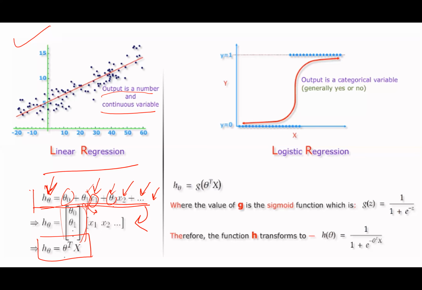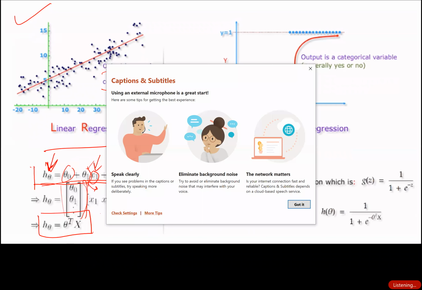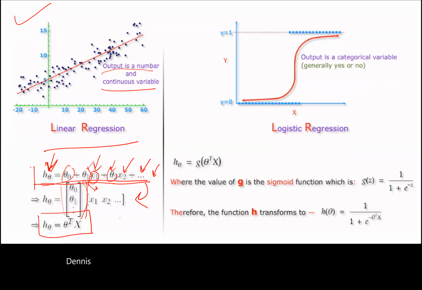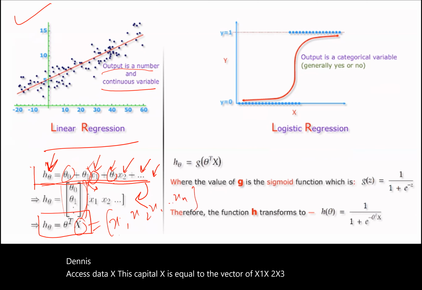So all of this can be written as theta transpose x, where this capital X is equal to the vector of x1, x2, x3 up to xn, right? Like a column vector.